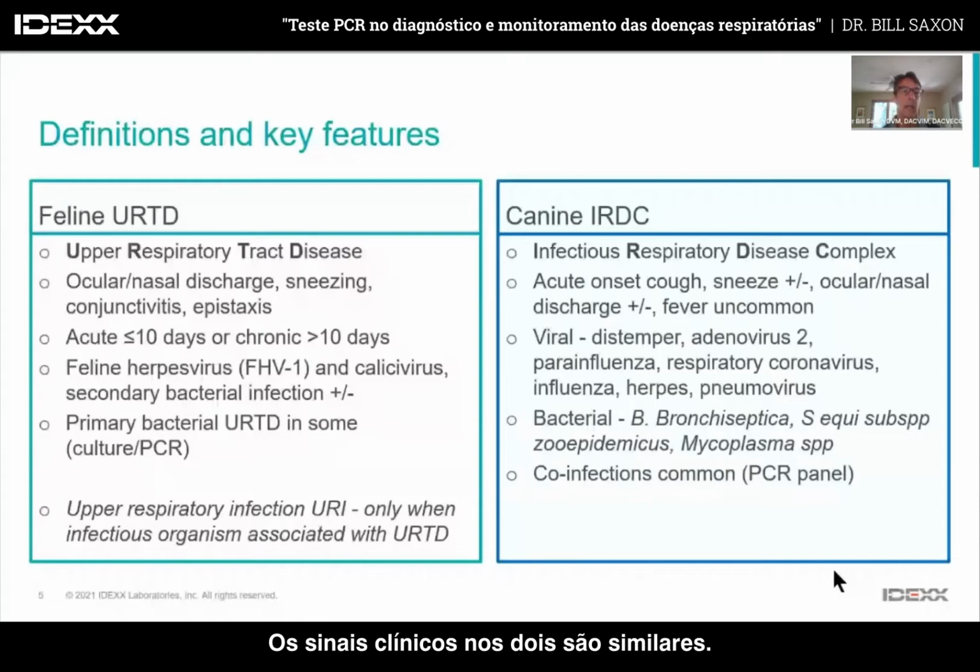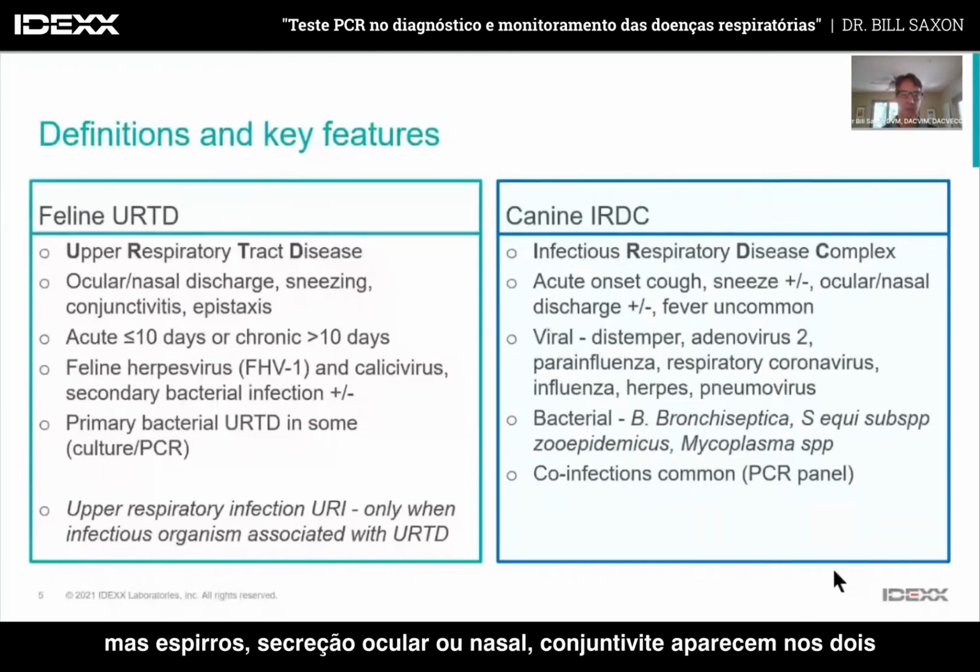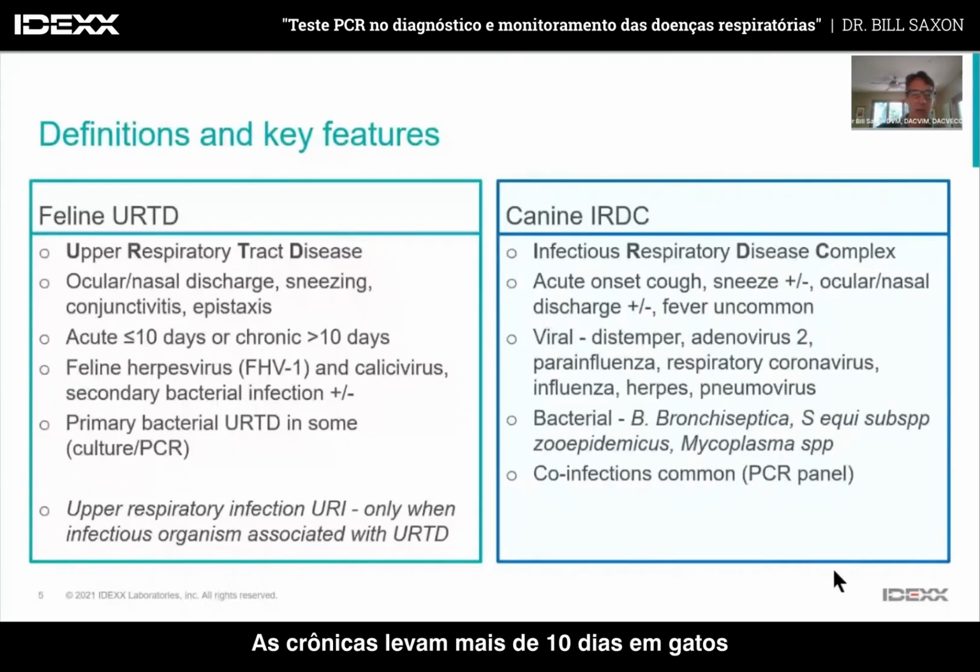All right, so clinical signs are similar in both, right? Coughing is more of a thing in dogs because it is more of a bronchial thing, but sneezing, ocular nasal discharge, conjunctivitis can be seen in both dogs and cats. And usually these are relatively asymptomatic patients other than their upper respiratory signs, okay? Acute disease in cats is usually defined as 10 days or less, chronic greater than 10 days.